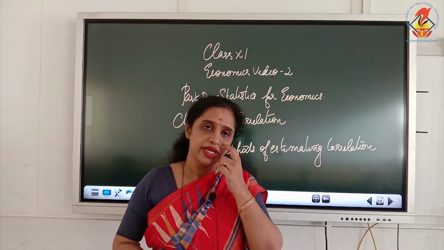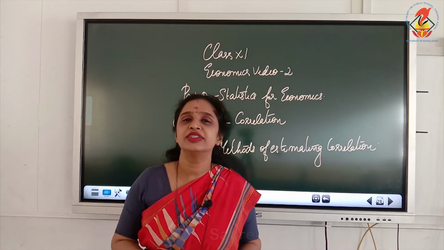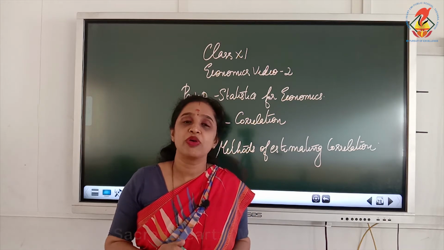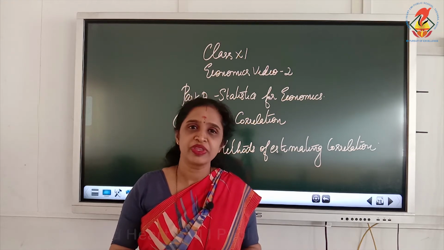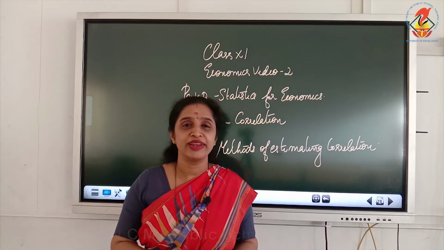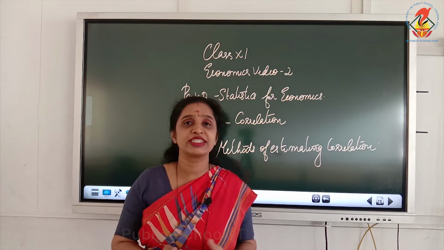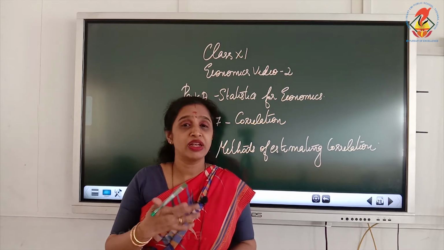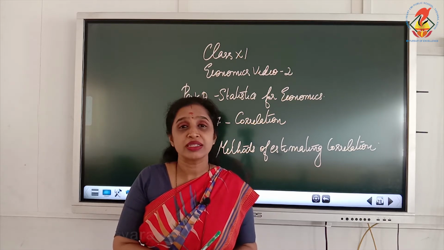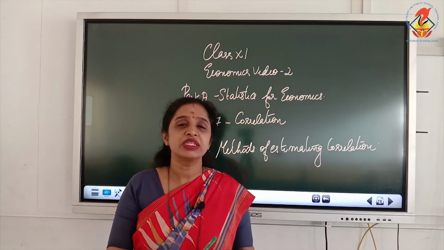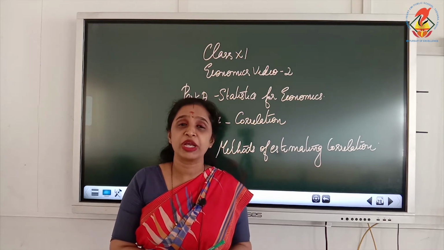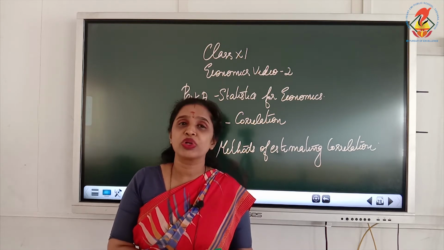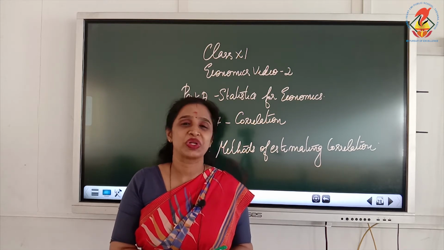Welcome back, children. In the previous video we learned about the meaning of correlation. Then we learned about the types of correlation, that is linear, non-linear, then positive, negative, then simple and multiple correlation. Then we learned how to assess the degree of correlation, which is divided into perfect, where positive and negative correlation is learned, then absence of correlation and limited degree of correlation.